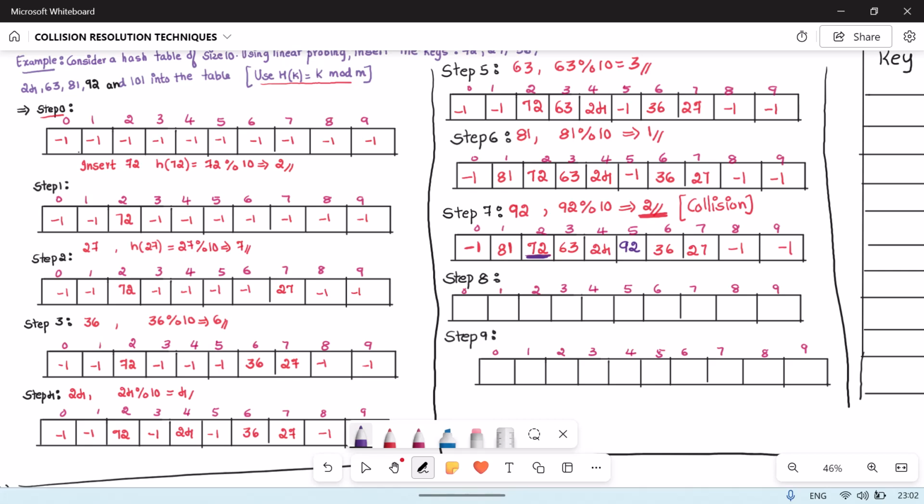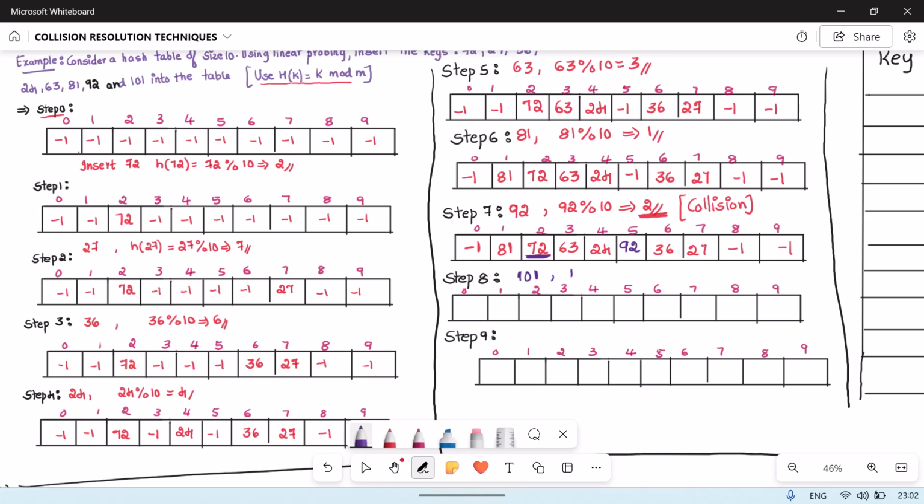And if the next position is also filled, then it will go on searching for the empty place. Are you understanding the idea? Now, next one is 101. Last value, 101. So I have taken almost all the values: 81, 72, 63, 24, 92, 36. Now let us look at 101.